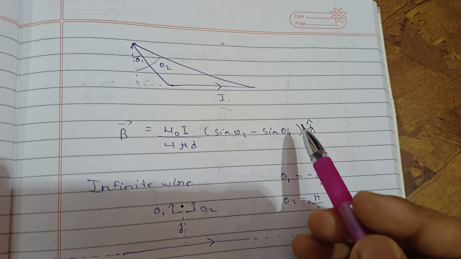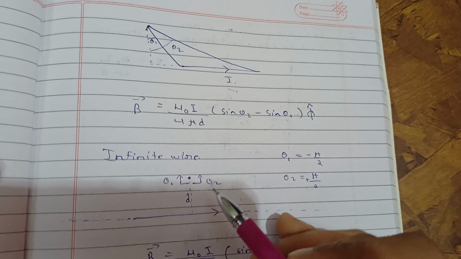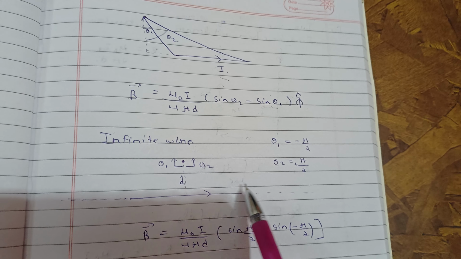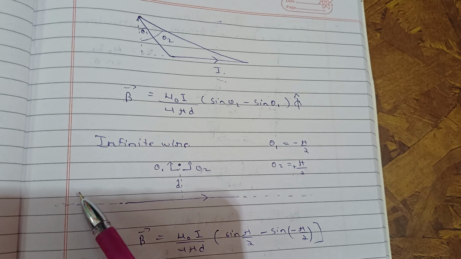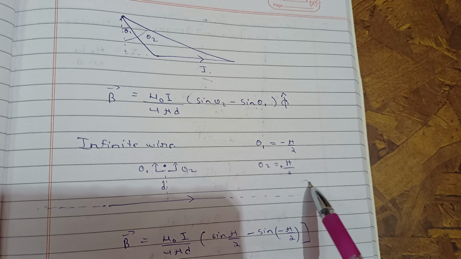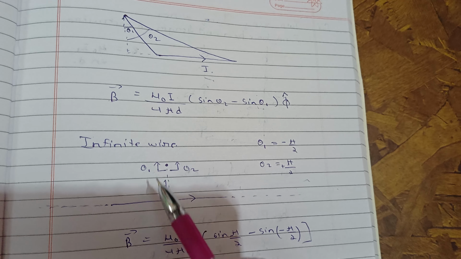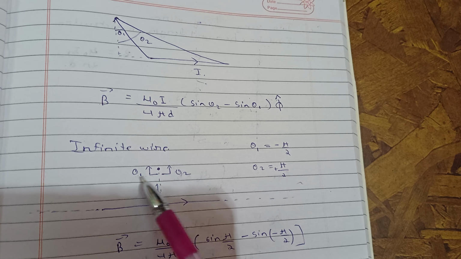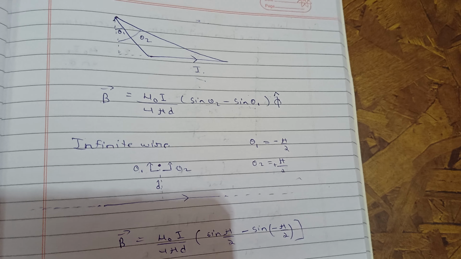Now this is a general case. Now let's see this result in the other cases also. How can we apply this? In the infinite wire, this wire is infinite. So at infinity, we will assume that this angle is nothing but 90 degrees, and at this infinite end, it will again be 90 degrees. But see, this is anti-clockwise, so it will be positive, and this is clockwise, so it will be negative. So theta 1 is minus pi by 2, theta 2 is plus pi by 2.